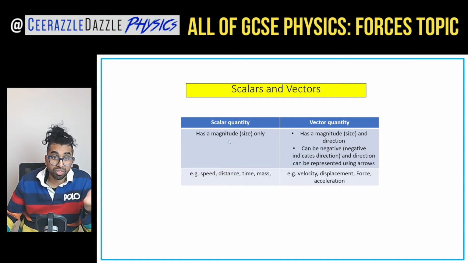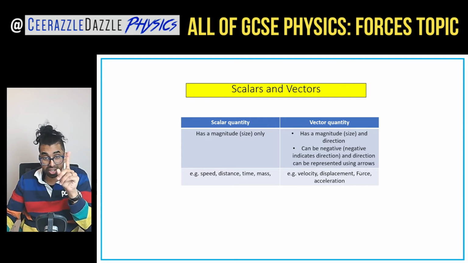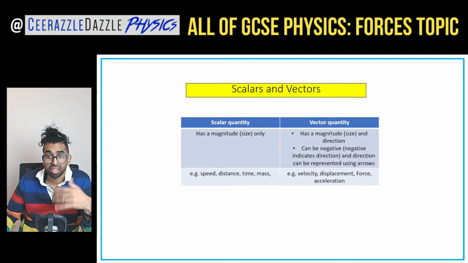Some examples of scalar quantities are speed, distance, time and mass. They only have a value, they don't have a direction. Examples of vector quantities are velocity, displacement, force and acceleration. Don't forget force, it can be represented with an arrow for the direction. So all of these are vector quantities.